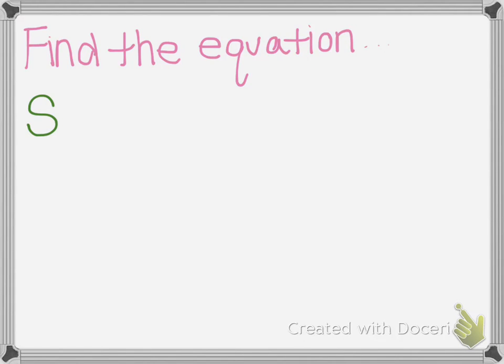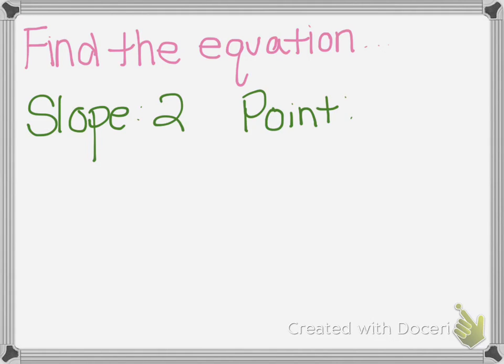Given that the slope is 2, and I give you the point -1, 3, I want you to find the equation of the line. Alright, so to do this, we are going to remember our y equals mx plus b formula.